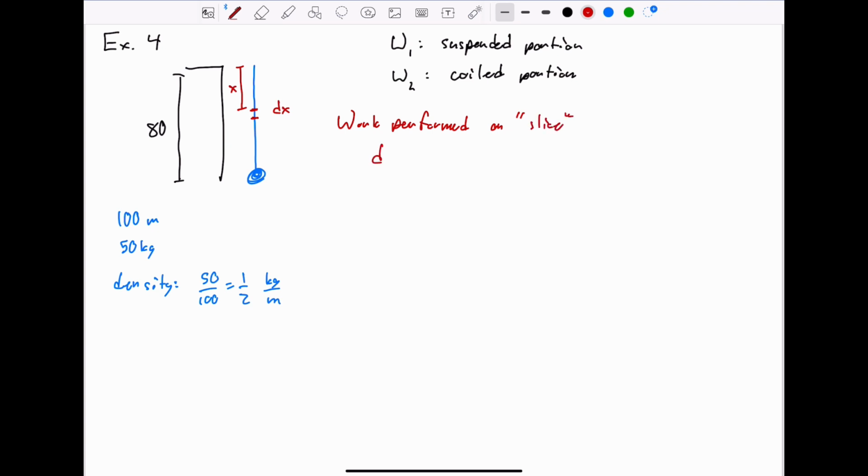Well, this is some small amount of work dw, and work equals force times distance. The distance that this small slice is being moved is the distance x, and the force, once again, is the weight of the slice. Not the weight of the entire chain, but the weight of the slice that we're interested in. Weight, once again, is mass times gravity, 9.81 meters per second squared. And mass, once again, can be found by taking the length times the density.